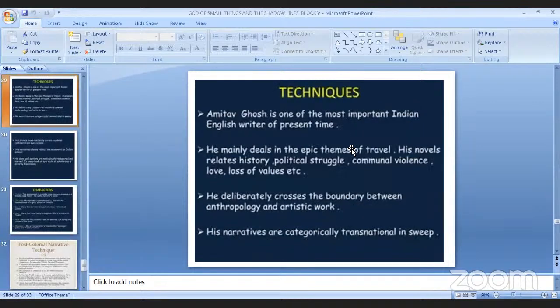Now, he deals with the epic themes of travel. His novels relate history, political struggle, communal violence, love, loss of values, etc. He deliberately crosses the boundary between anthropology and artistic work. So his narratives are categorically transnational in sweep.